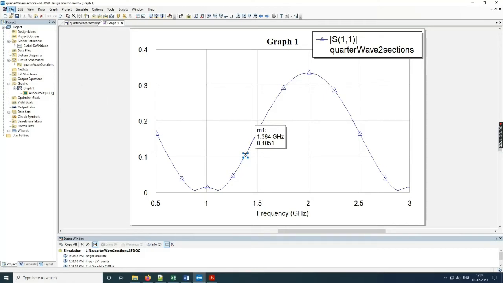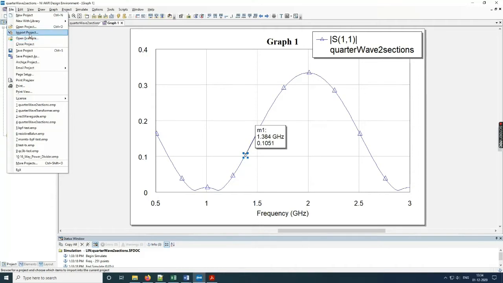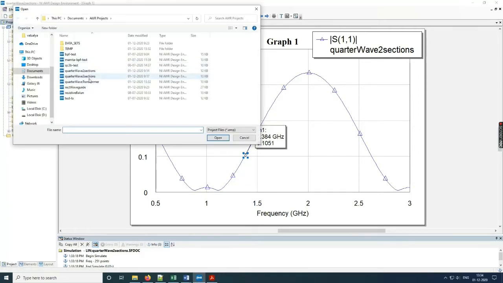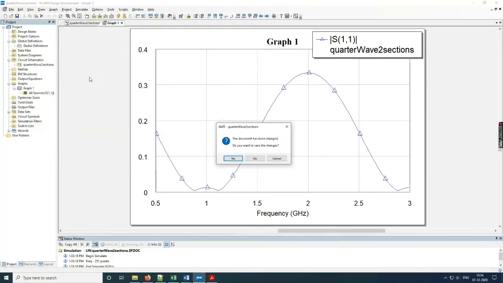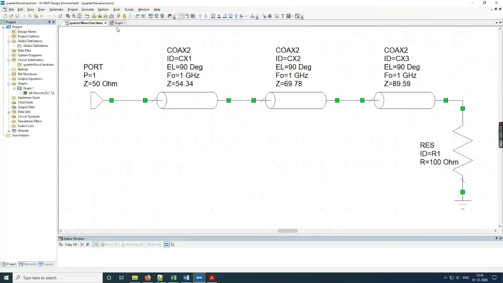So just for the sake of completion, let us go for one more. That is a quarter wave, but with 3 sections. Now again, the problem is the same. The load is a 100 ohm load and the line is a 50 ohm line. So here I have put 3 quarter wave transformers of impedances again between Z0 and ZL, which are not random values but are calculated with some specific technique. The first impedance is 54.34 ohms, the second is 69, and the third is 89.5.